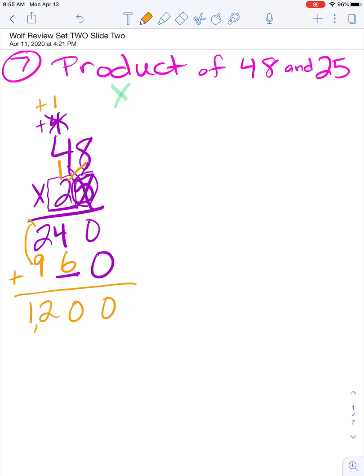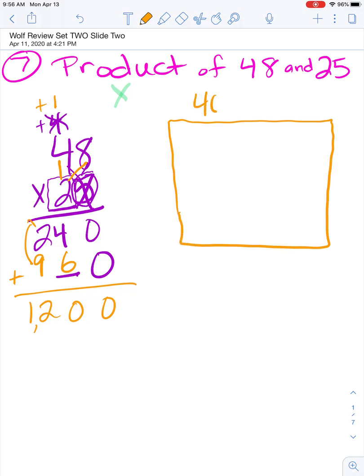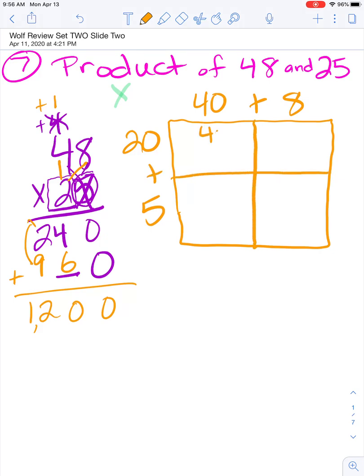I'm going to do it now doing the box method. Got shaky hands this morning, so bear with me. So I'm going to put 48, 48. That's my expanded notation for it. 25, 20 and 5. Going down, 40 in both, 8, 8. Going across, 20, 20, 5, and 5.